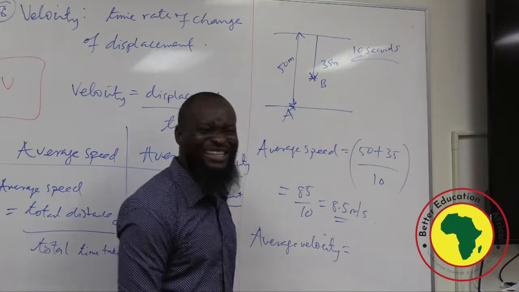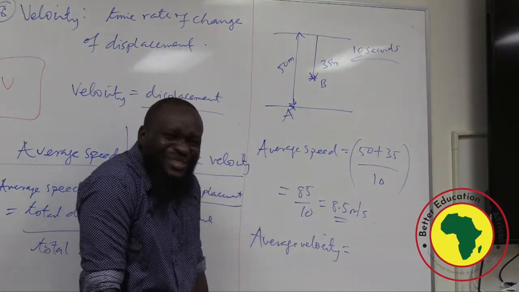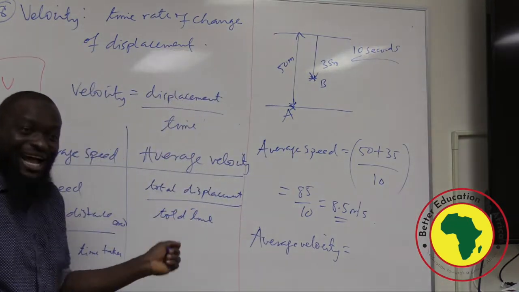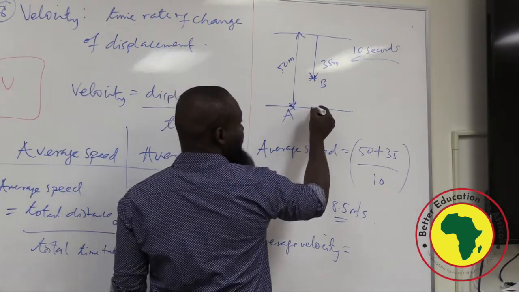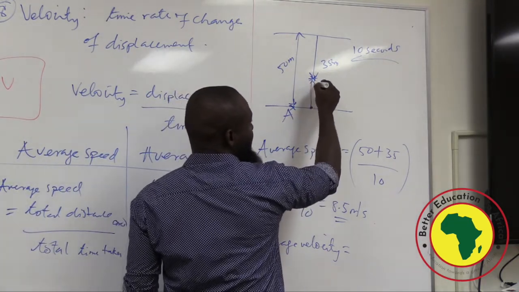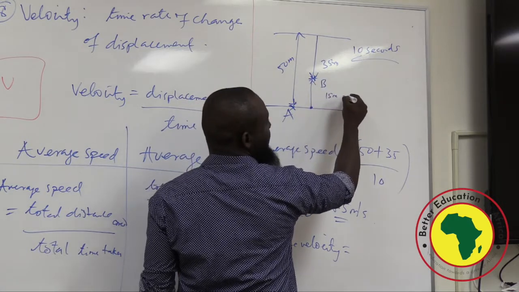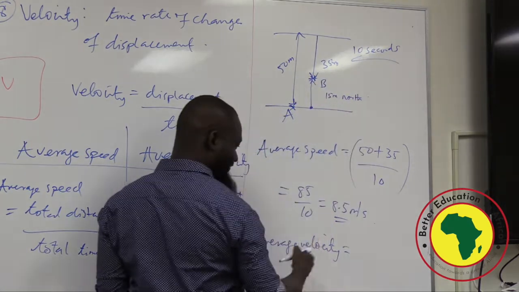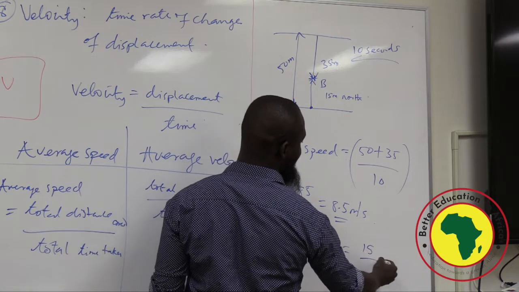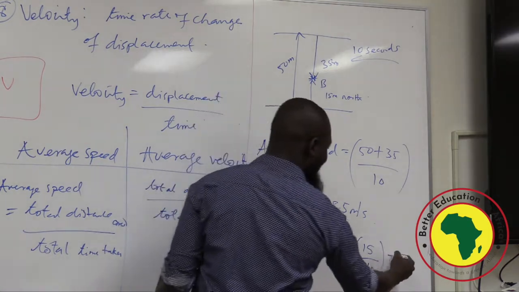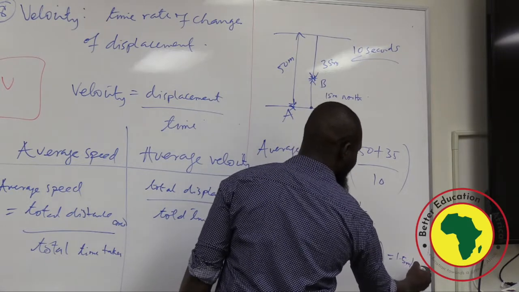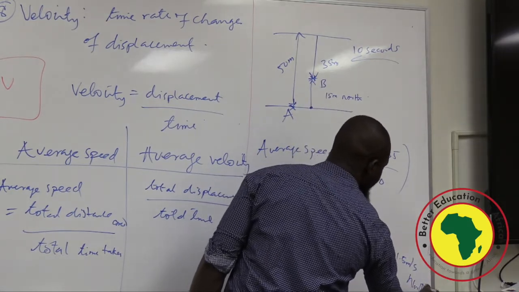Total displacement. Not total distance now. What is the total displacement, if you remember? From where he started, here, 15 meters north. Is that not? So my average velocity will be 15 over the time, still 10. Okay? 1.5 meters per second. I will still write north. I'll put the direction there.